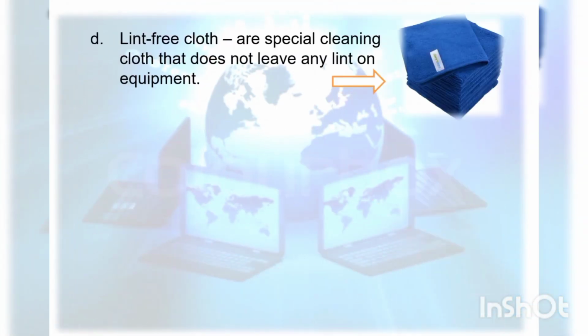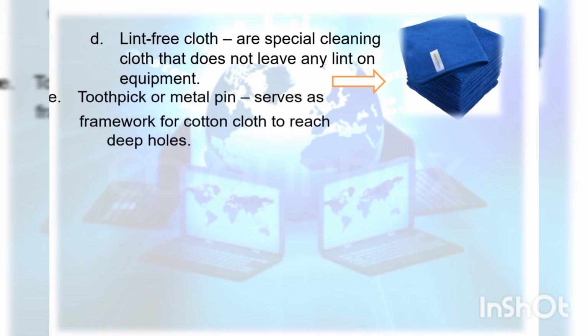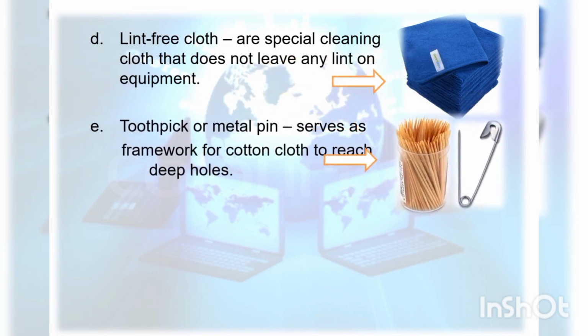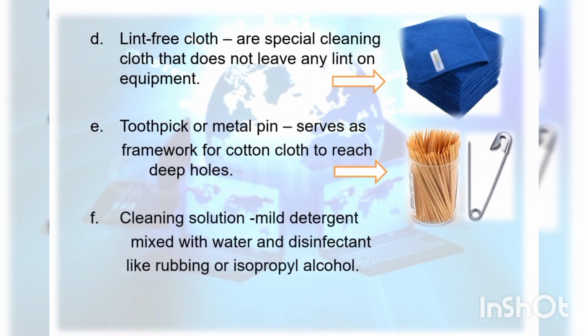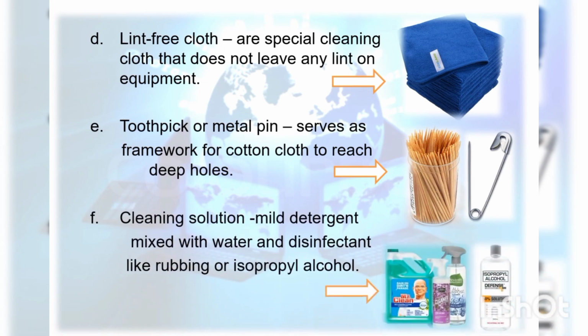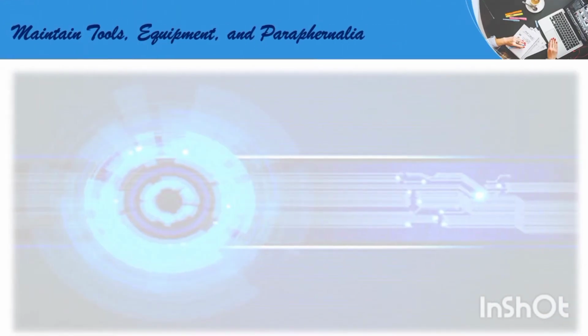Then we have D, lint-free cloth. These are special cleaning cloths that do not leave any lint on equipment. So that's how it looks like. E, we have toothpick or metal pin. It serves as a framework for cotton cloth to reach deep holes. Then we have F, cleaning solution, mild detergent mixed with water and disinfectant like rubbing or isopropyl alcohol.